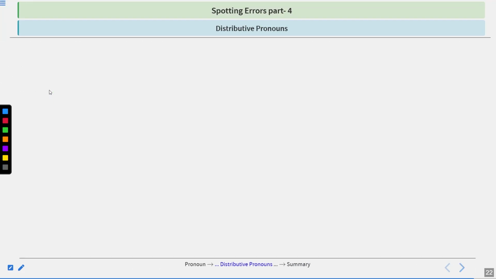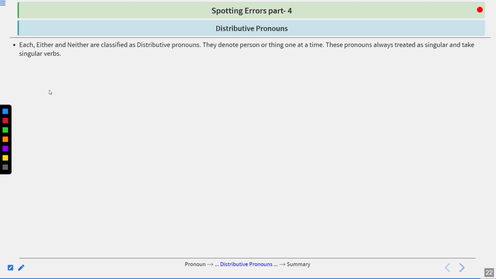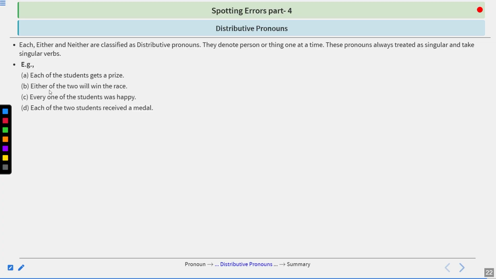Distributive pronouns. Each, either and neither are classified as distributive pronouns. They denote persons or things one at a time. These pronouns are always treated as singular and take singular verbs. Each of the students gets a prize. Each is a distributive pronoun here, referring to the students. Either of the two will win the race. Either is a distributive pronoun here as well, referring to two. Every one of the students was happy. Each of the two students received a medal.